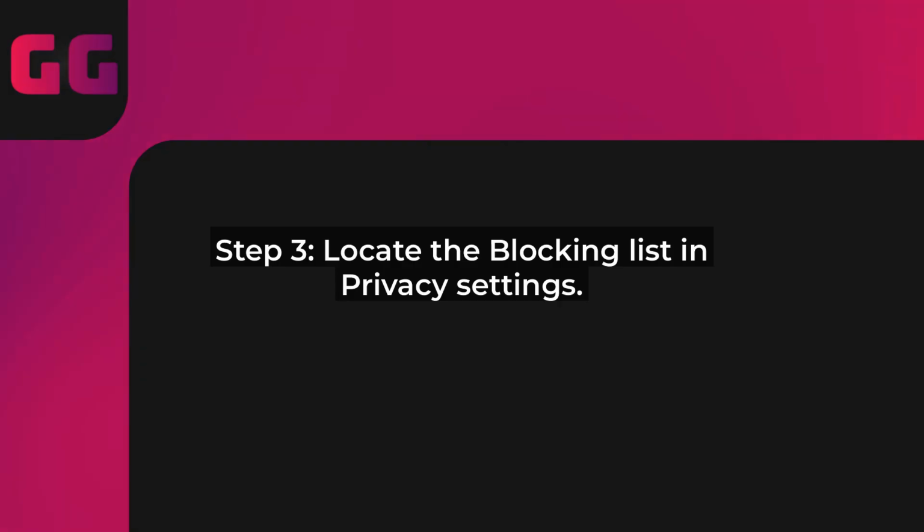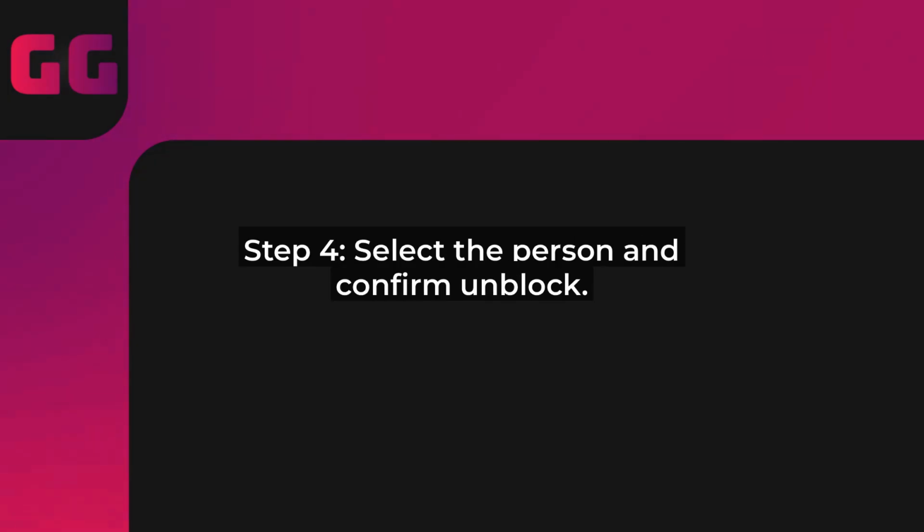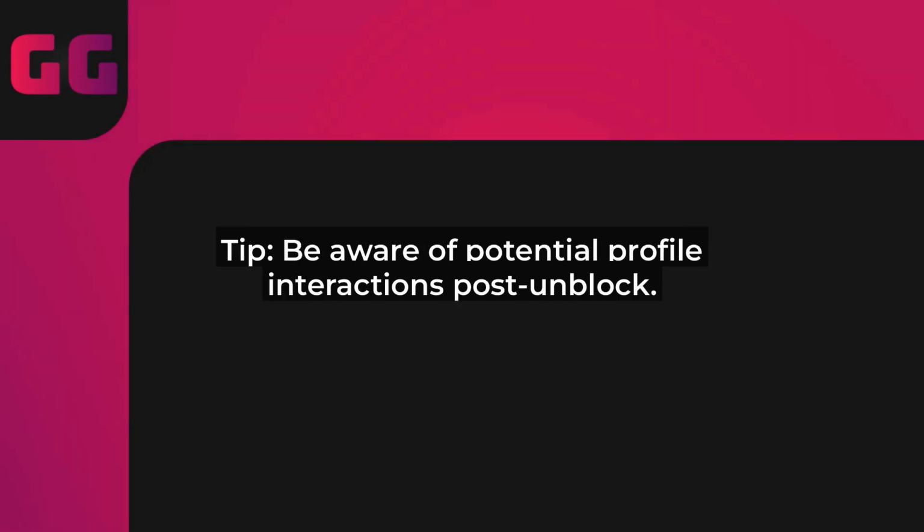Step 4. Tap on the person's name, and you'll see an option to unblock. Confirm this action when prompted. It might ask if you're sure, as unblocking allows them to see your profile and interact with you again. After you've unblocked them, LinkedIn might suggest reconnecting or sending a message, but that's optional. Keep in mind, once unblocked, any previous interactions could reappear, so use this wisely for professional growth.